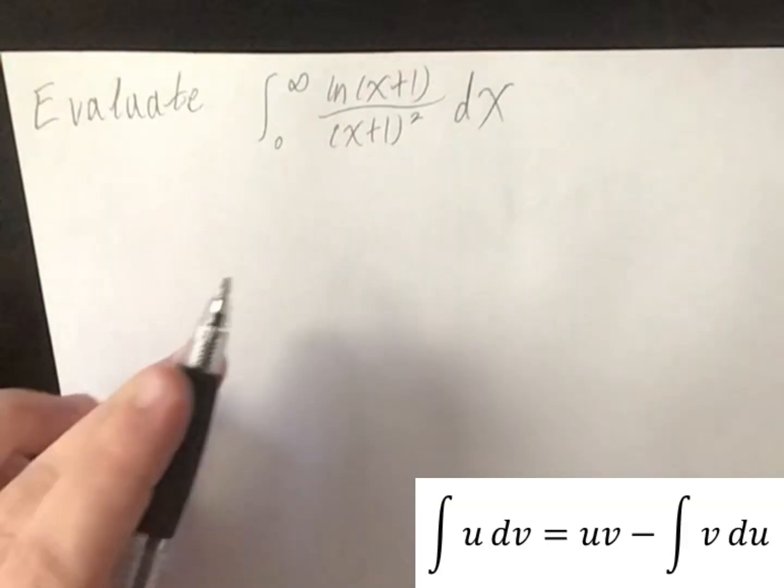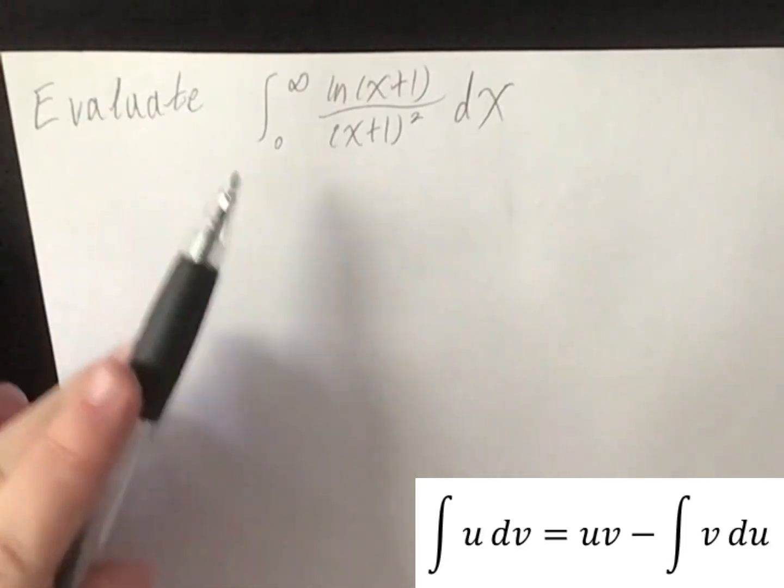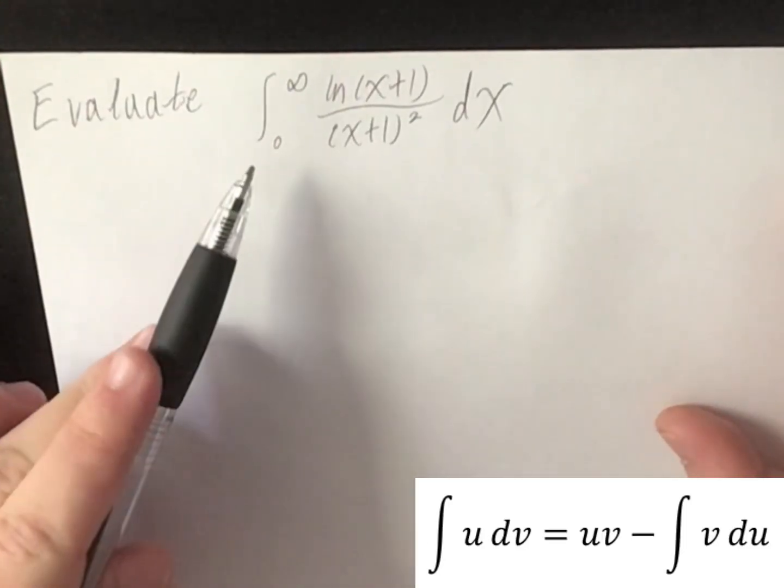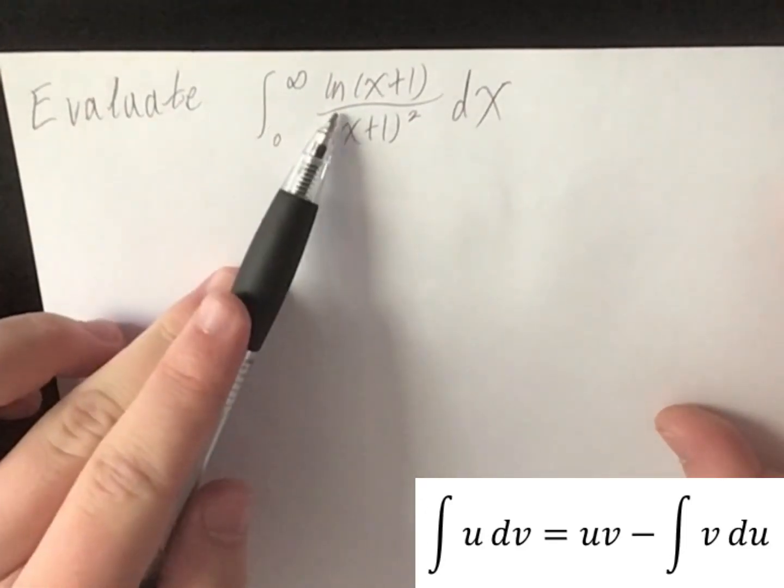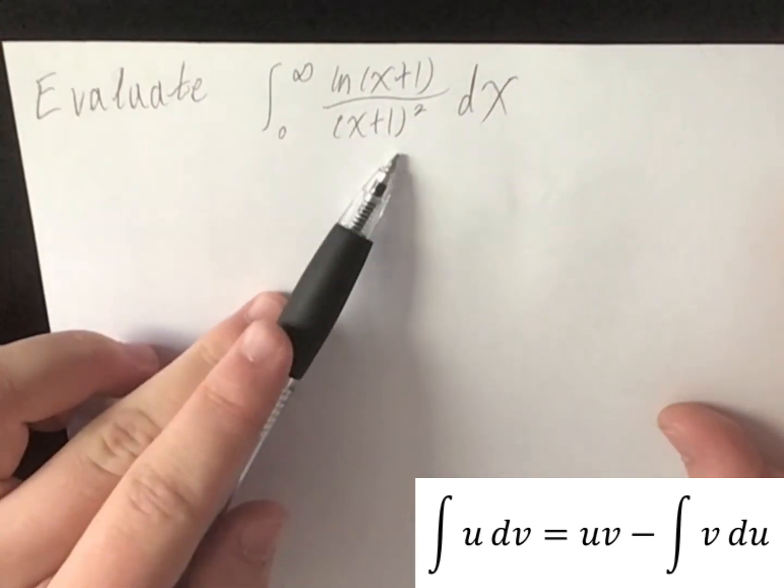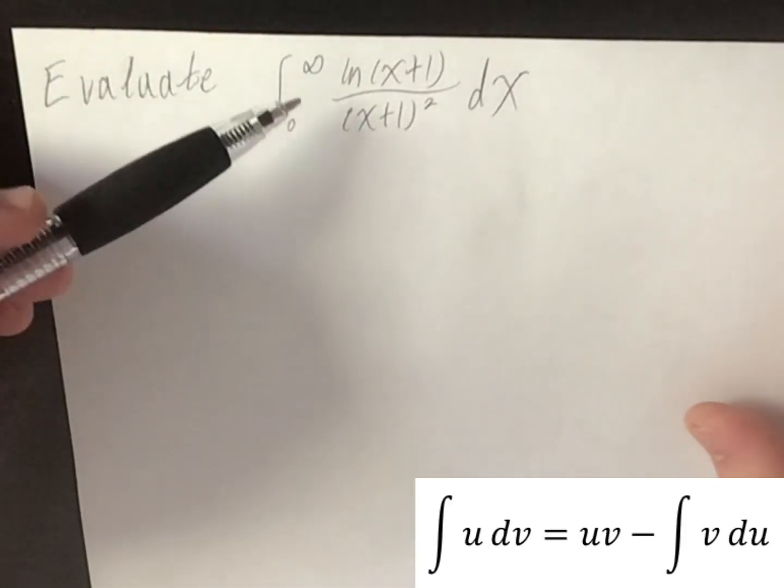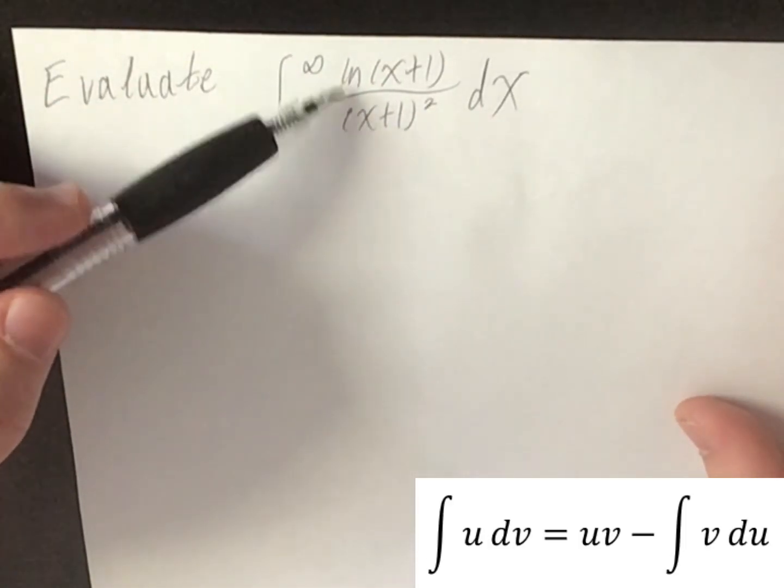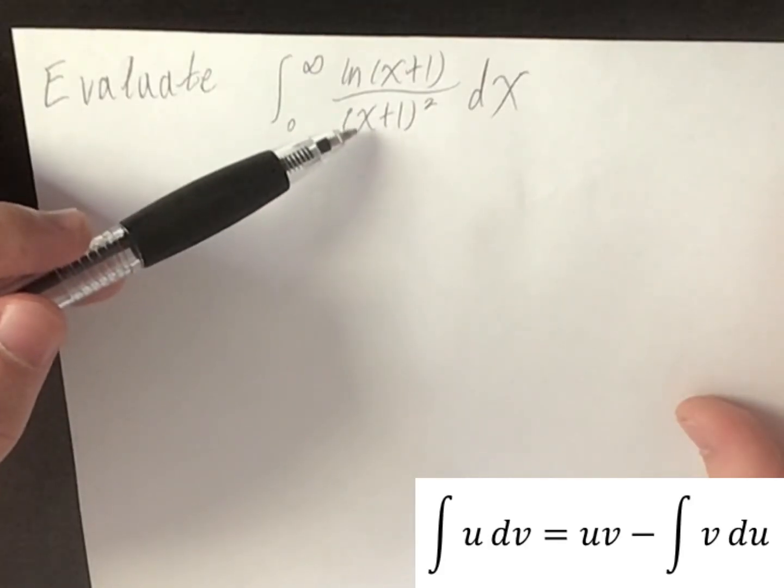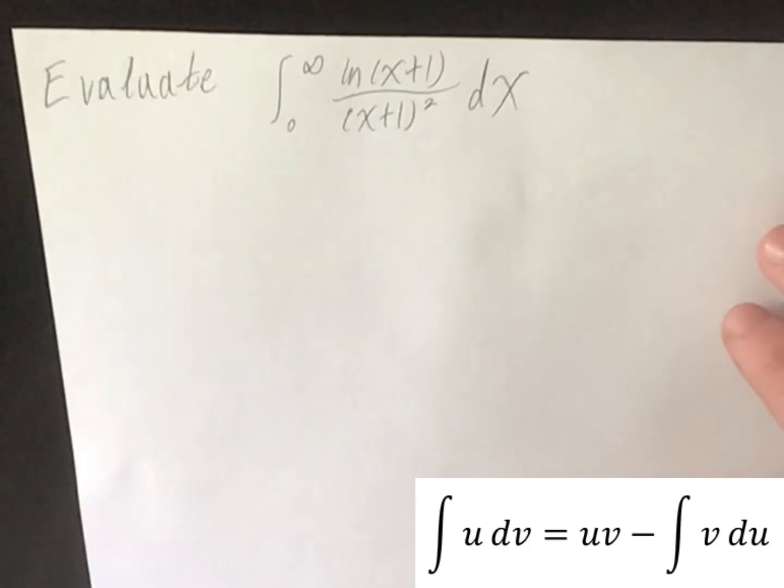Okay, we have our third example here. This one is a hard one. This integral is the definite integral from 0 to infinity of natural log of x plus 1, divided by x plus 1 squared. You can see it's again an integration by parts question, because the natural log and the quadratic function are very different functions. You need to use integration by parts in this case.